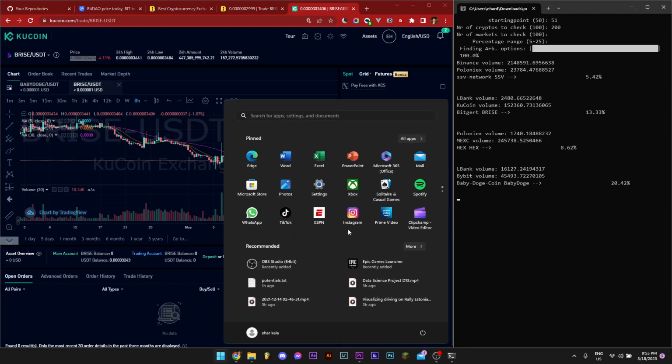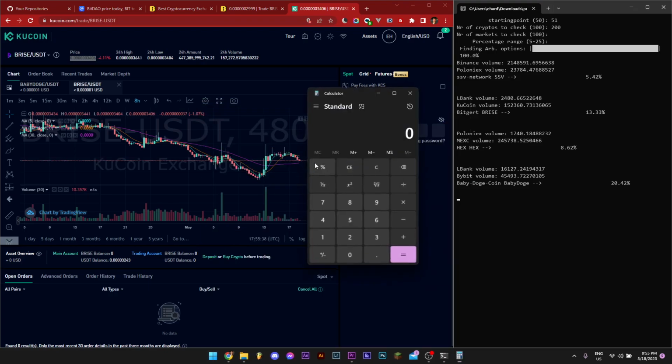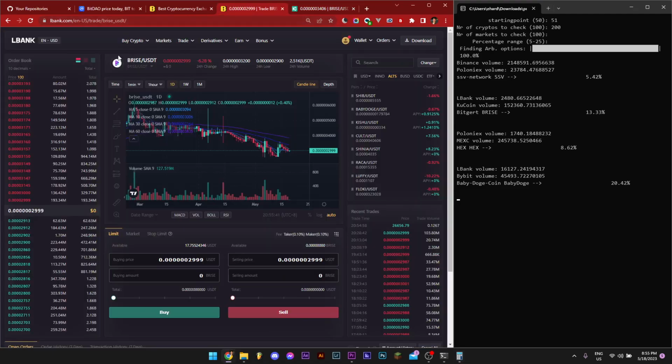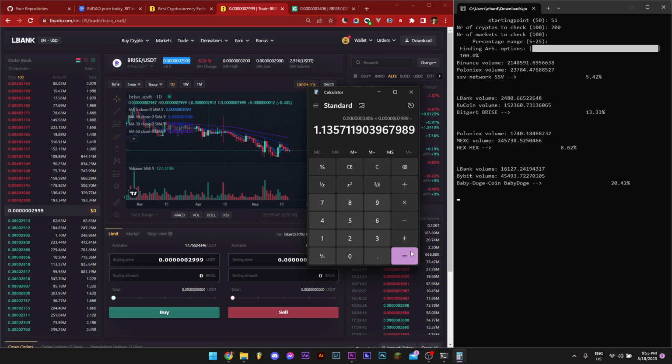And now let's do the quick calculation. So this is the price here, this is the price here. Let's see what the difference is. So the price on KuCoin is 1.13 times bigger, which means it's about 13.5%, which is pretty close to what it says here. So yeah, it obviously changes over time, but technically we can see that the findings are legitimate.